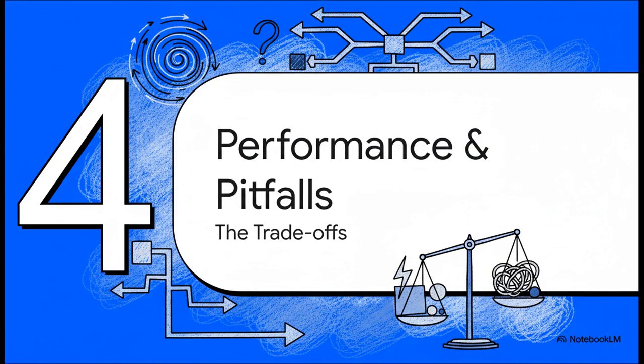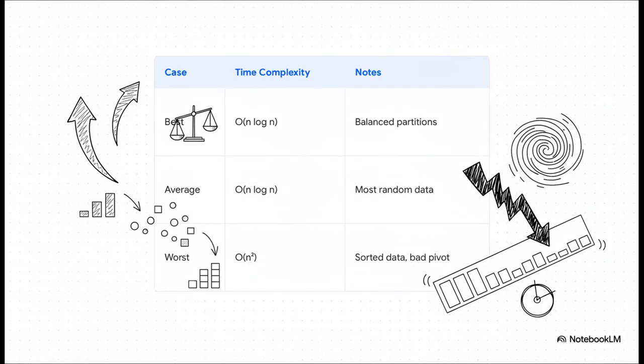Okay, so it seems pretty amazing, right? But, like any powerful tool, quicksort isn't perfect. It's not a silver bullet. There are some really important trade-offs, some pitfalls that you have to know about. And the biggest trade-off is all about performance. So have a look at this table. In the best case, and more importantly, the average case, which is what you'll see almost all the time with random data, this thing is blazingly fast. We call that O of n log n time.